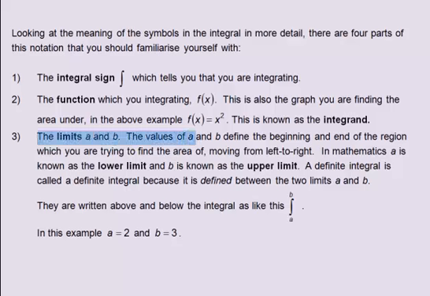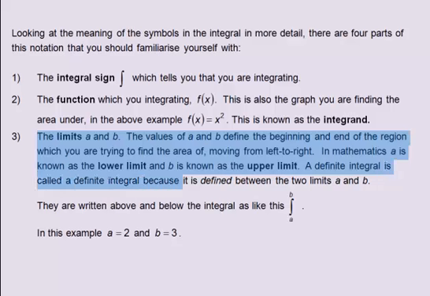The values of a and b define the beginning and end of the region whose area you are trying to find, moving from left to right. In mathematics, a is called the lower limit and b is known as the upper limit. A definite integral is called a definite integral because it is defined between the two limits a and b.